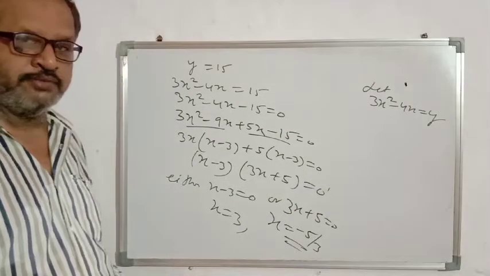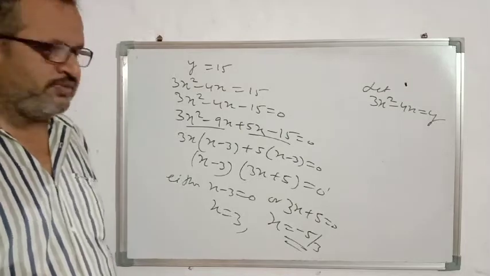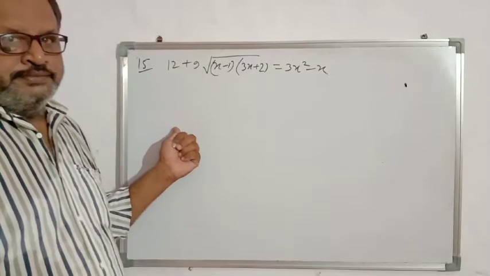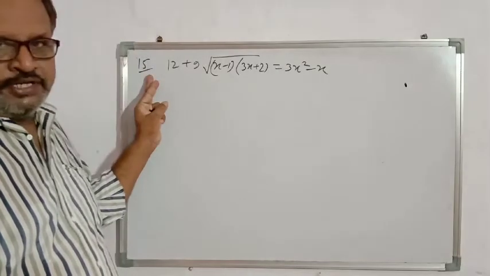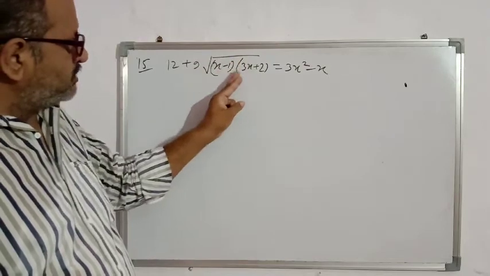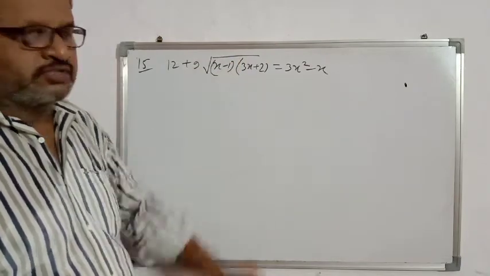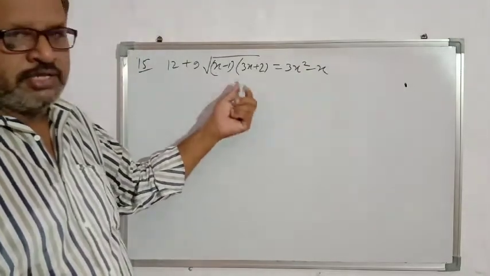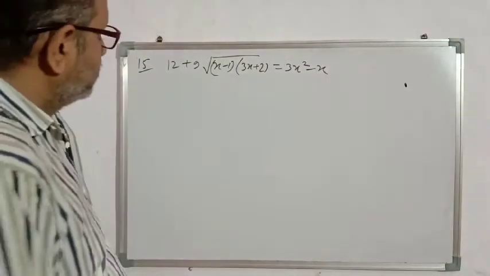It was question number 14, first part. We will see some more questions. See question number 15: 12 plus 9 under root (x minus 1)(3x plus 2) is equal to 3x square minus x. We have to solve for x. It is not a quadratic, but we can make it quadratic. So see how we can make it.